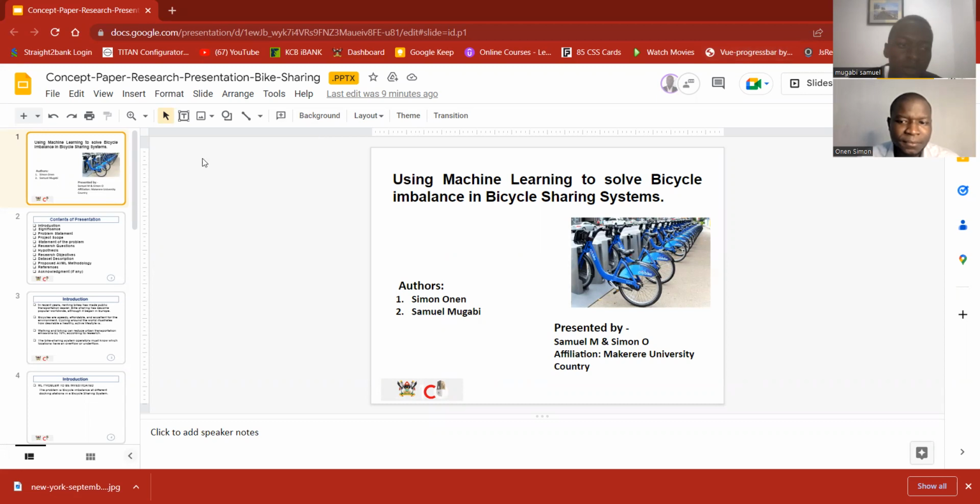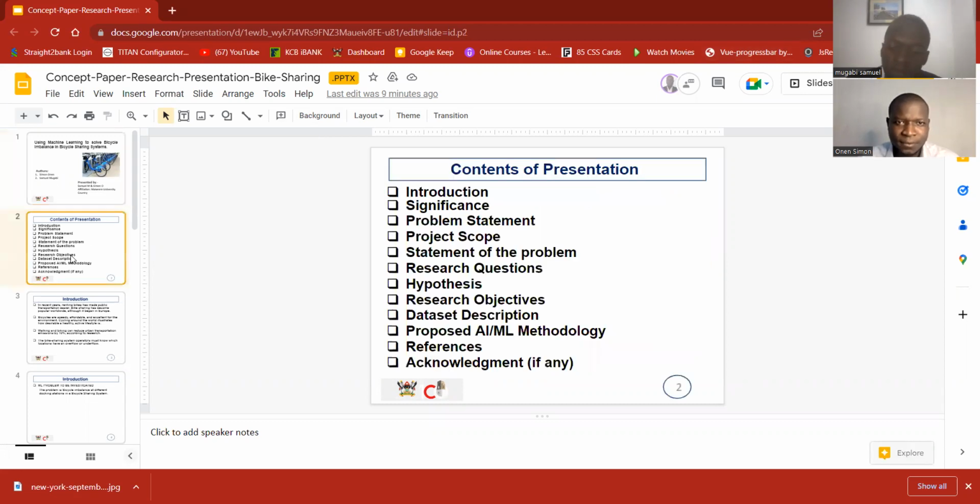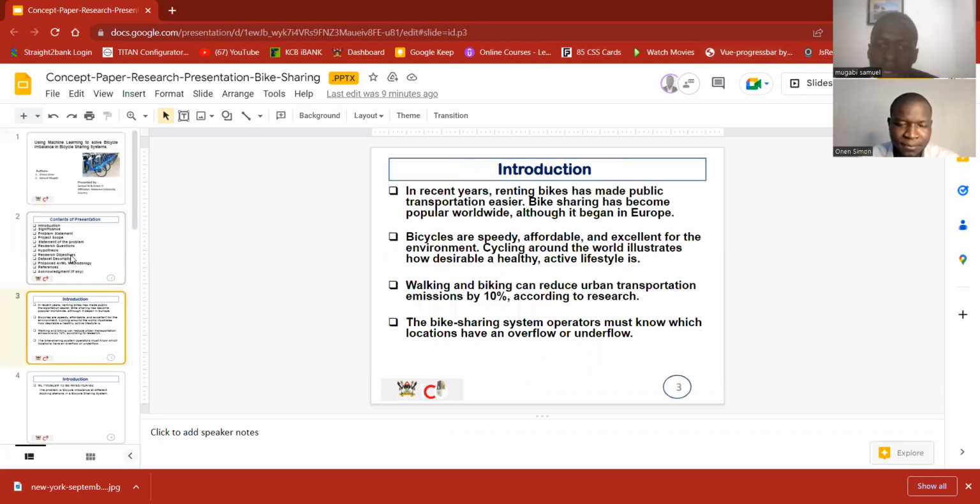So, bicycle share systems have become very popular in recent times, but they're not new. They started way back, and the oldest systems were found in Europe, mainly Netherlands. That's where bicycle share systems started from.